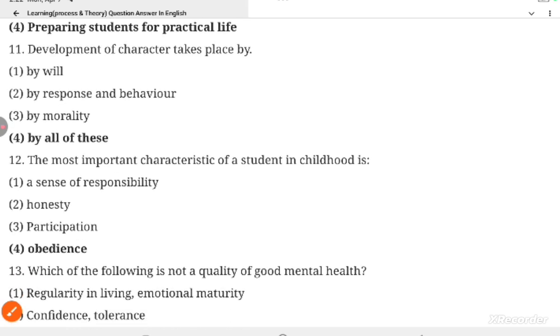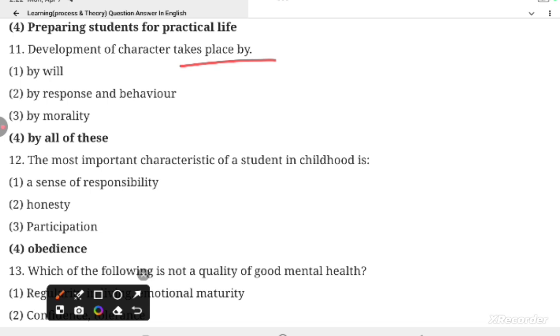Question 11. Development of character takes place by will, by response and behavior, by morality, by all of them. And the correct option is by all of them. Development of character takes place by will, by response and behavior, by morality.